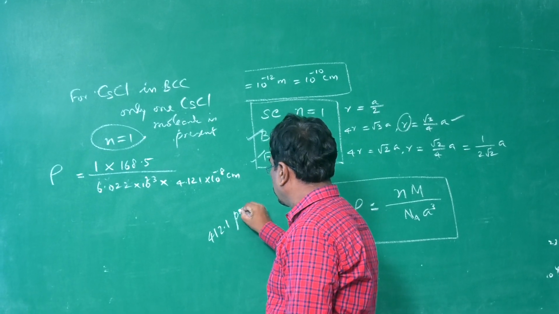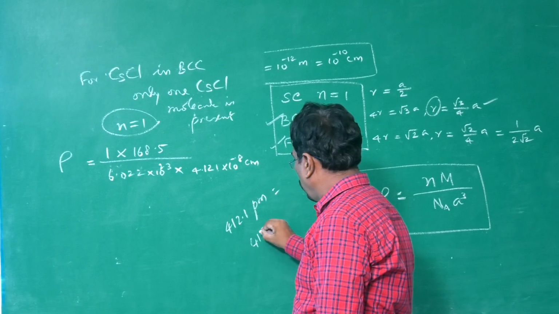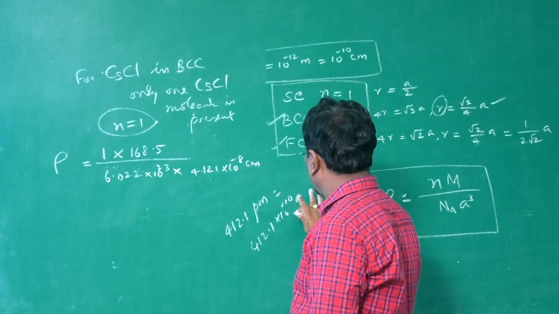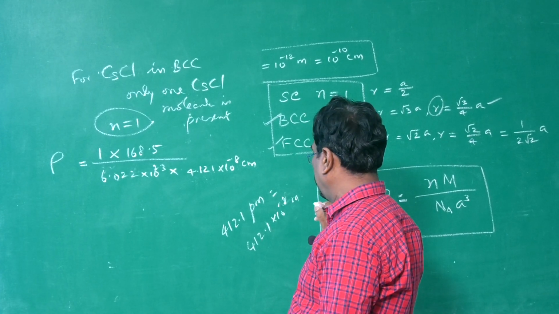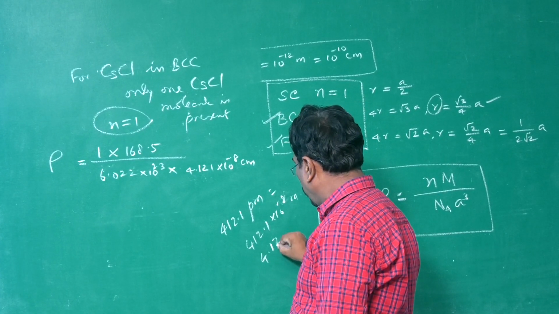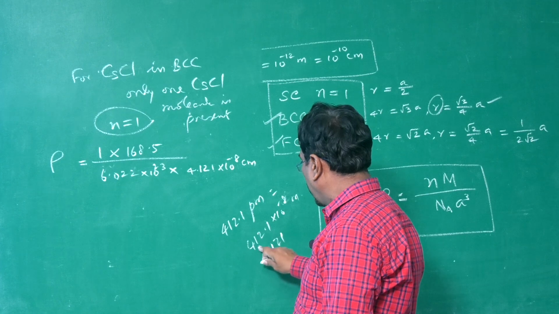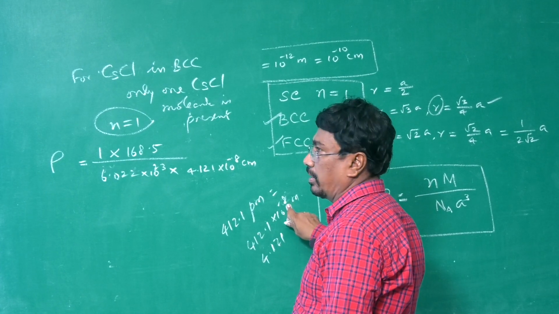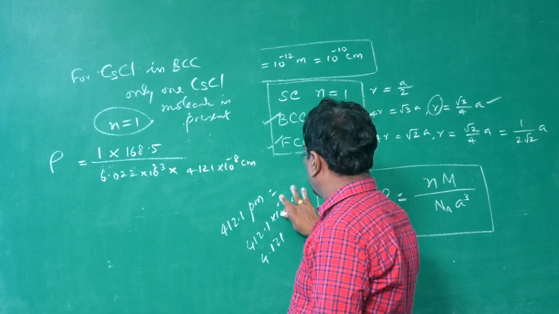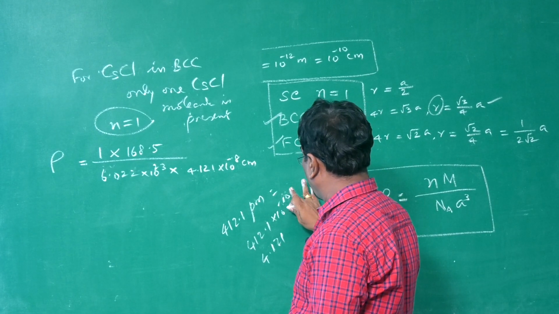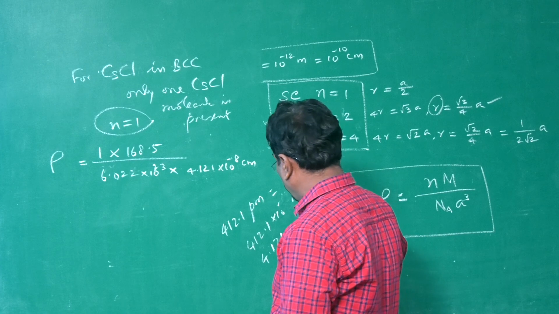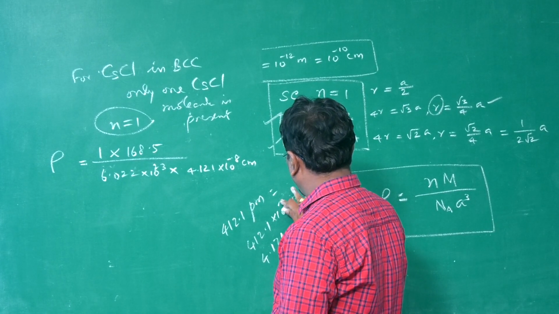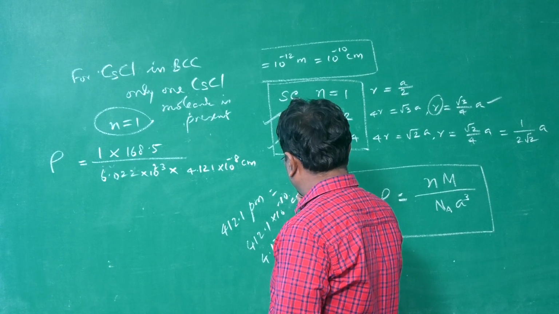412.1 picometer is equal to 412.1 in 10 power minus 10 meter, or 10 power minus 8 meter. Now I made it into 4.121. I divided by 100, therefore it has to be multiplied by 100. So it becomes 10 power minus 12 to convert it into meter, and 10 power minus 10 for centimeter.